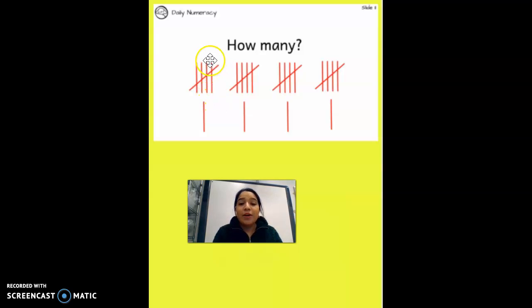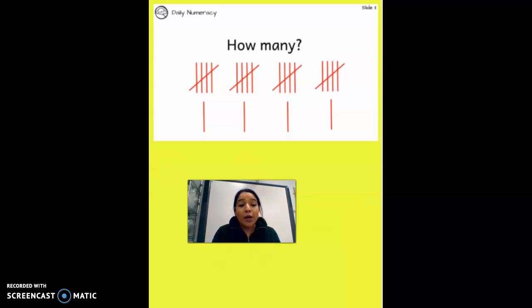Let's count. We have 5, 10, 15, 20, 21, 22, 23, and 24. So how many tally marks do I have? 24. Awesome. Good job counting by fives.